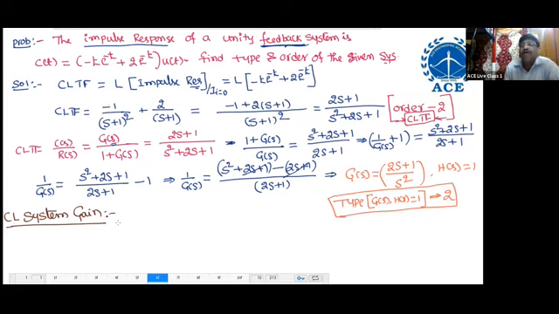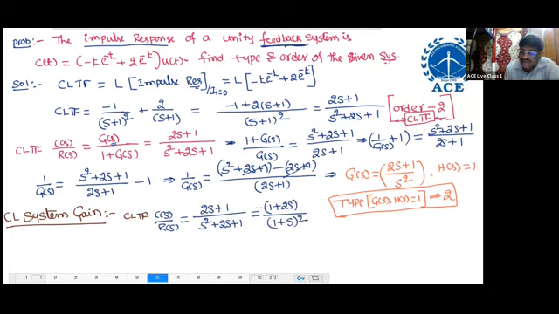For example, I want the closed loop system gain. What is the closed loop transfer function then? C(s)/R(s) equal to (2s plus 1) by (s square plus 2s plus 1). This can be written as (1 plus 2s) by (1 plus s) whole square. That's all. This is in time constant form only, no? So here what is the system gain?